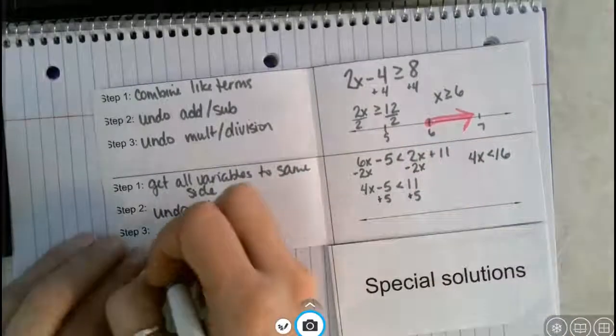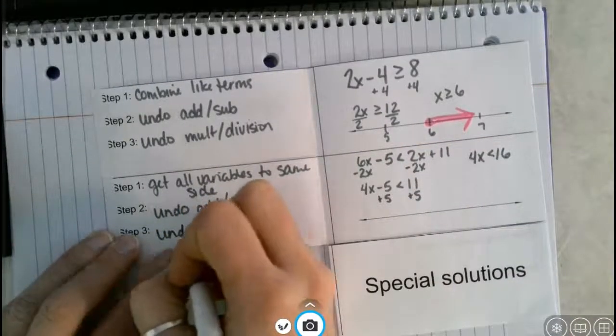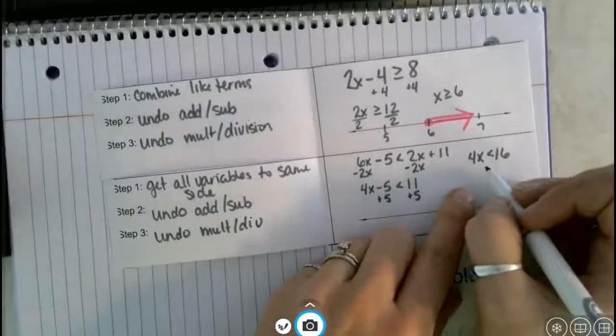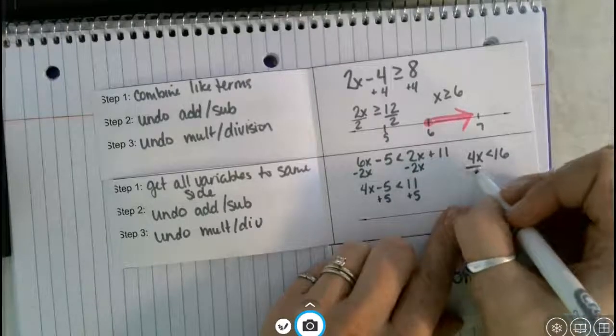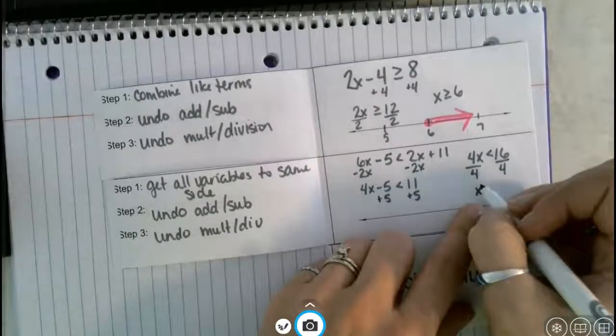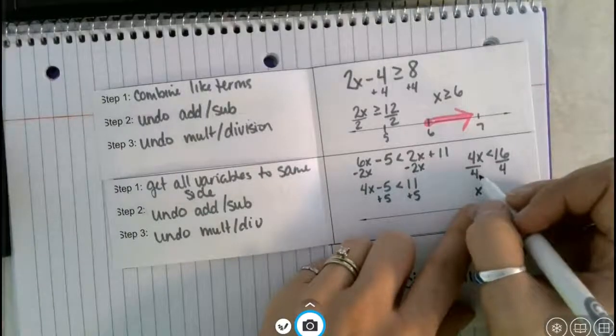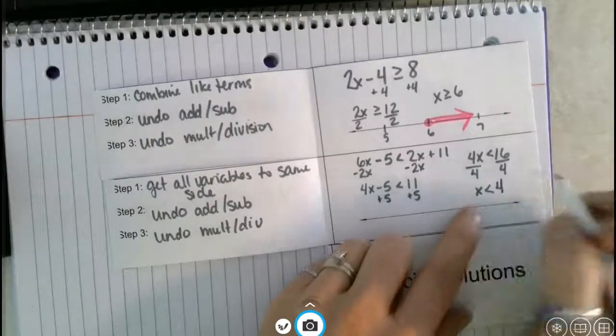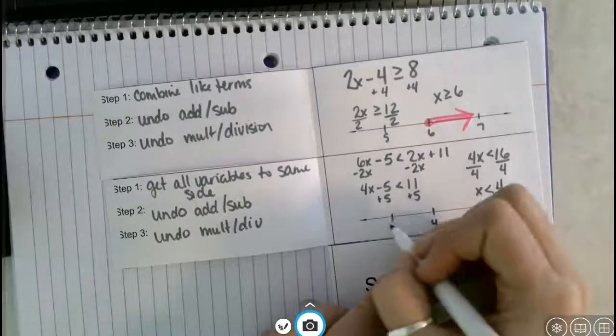So now my final step is to undo any multiplication or division. So I see I'm multiplying, so to undo multiplying, I divide, and I divide both sides. x is what I'm left with. It was a positive value again, so I don't change my sign. 16 divided by 4 is 4. So again, I can go ahead and graph that.